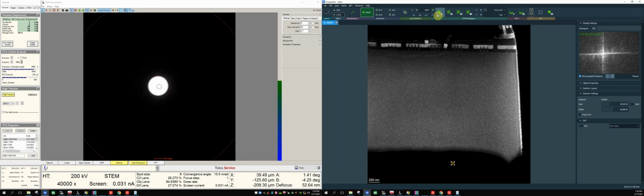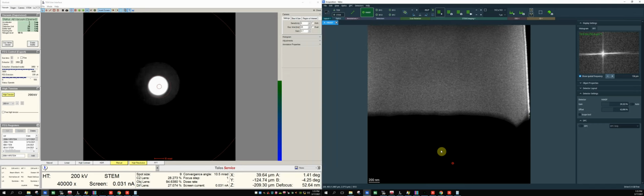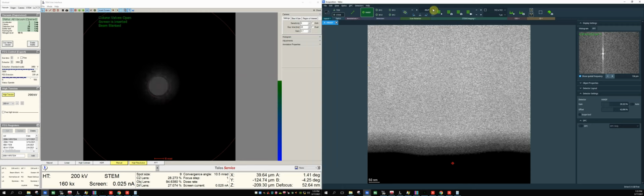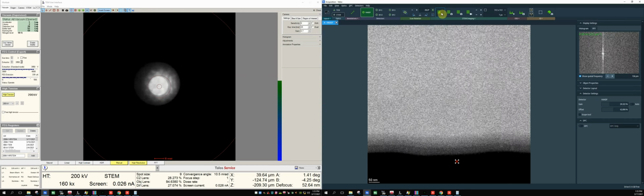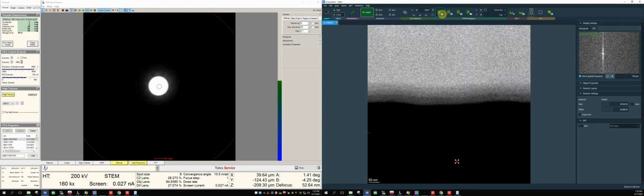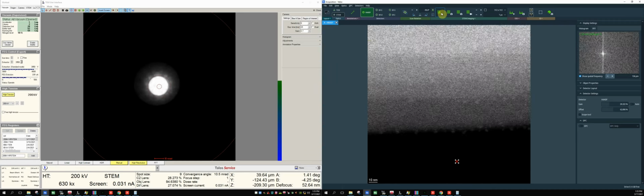Okay, somewhere here. In Velox, you can just double click and then the sample stage will move to where you want it to move. Okay, I pause again, just to make sure we are really at the zone axis, or to search the best area for zone axis. Okay, here is somehow good. So let's move the stage to zero. Okay, yes, we are good at the zone axis.